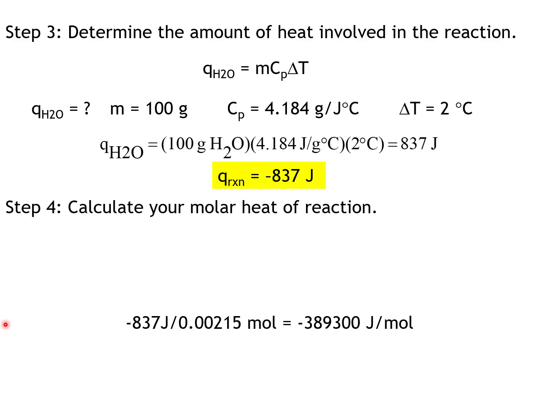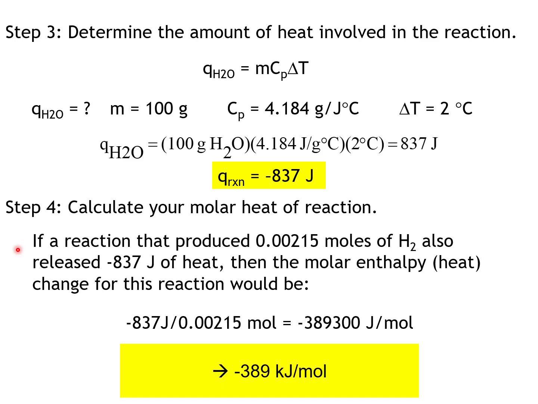So now we're going to calculate our molar heat of reaction. Remember, it's kilojoules per mole. So we take our joules and divide by the number of moles of hydrogen that are produced. It gives us this really large number, which is why enthalpy is almost always in kilojoules, which converts to the heat of this particular reaction being negative 389 kilojoules for every mole of hydrogen produced.